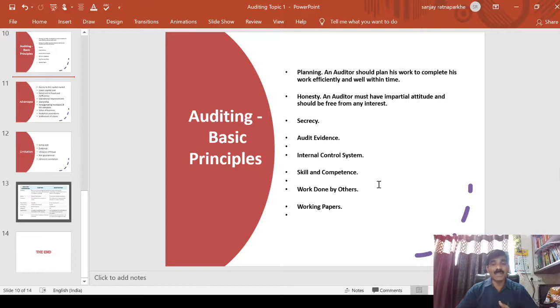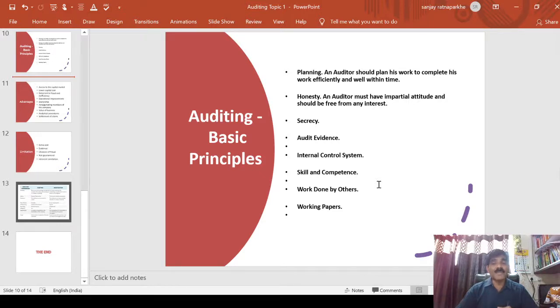Next is work done by others. One person cannot do everything, so the auditor may appoint more persons as assistants. They should be qualified, and they should be given the necessary skills and training so that they can support the auditor's work. But ultimately the responsibility is on the auditor when he makes the reports. It is not to be blamed on his subordinates and assistants.